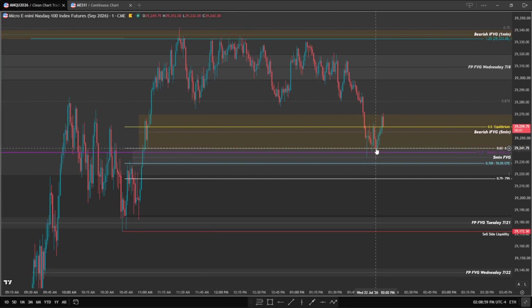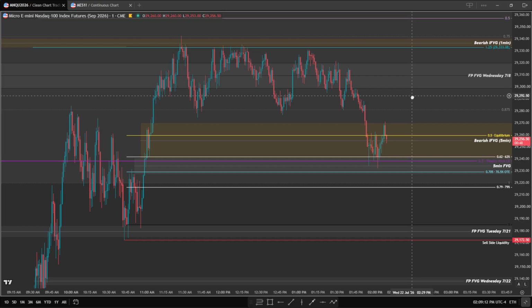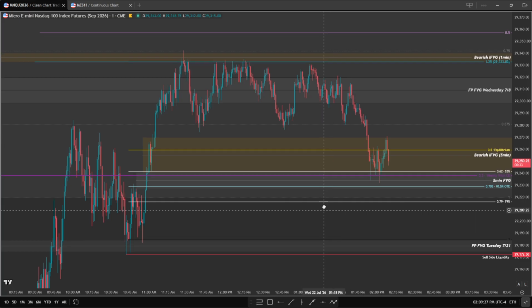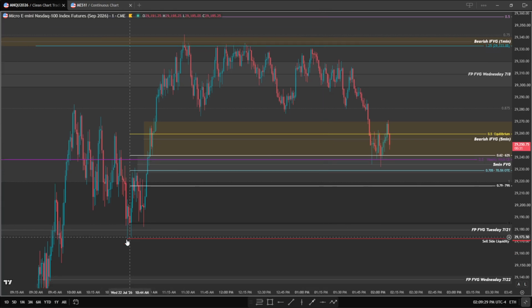Bodies respected that first one there and failed to reach that one, and respected this 5 minute inefficiency. So it could reverse here. It could really go either way. Honestly, I'm not too sure. This could be second stage distribute. It could aggressively run from here potentially down to these lows.